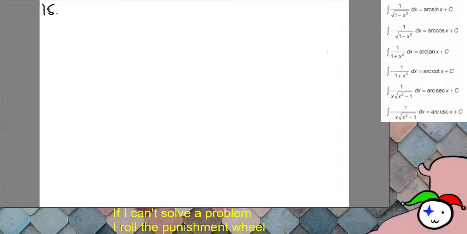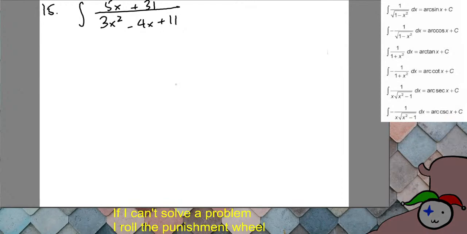All right, 15. What is 15? 15 is 5x plus 31. Wowee, over 3x squared. My God, minus 4x plus 11. Yeah, you know, for that last one, I'm not even certain if I got anything right, but it is what it is.